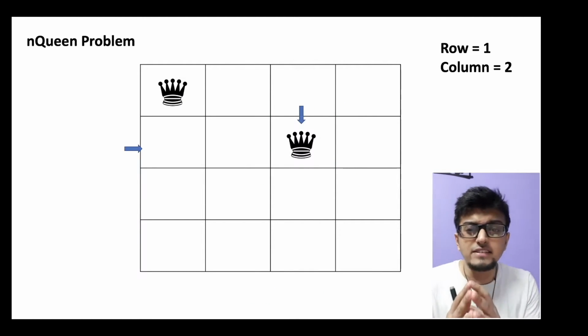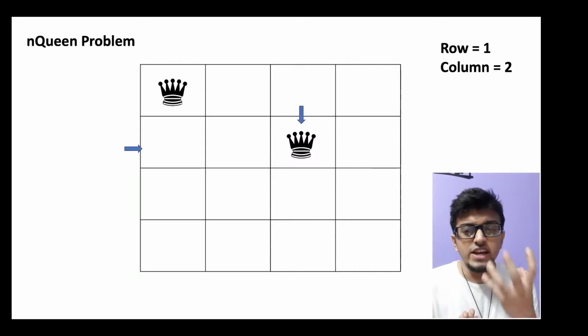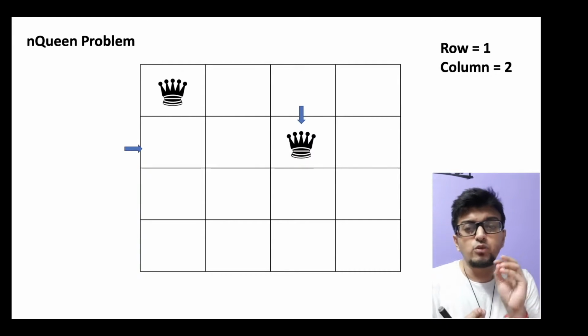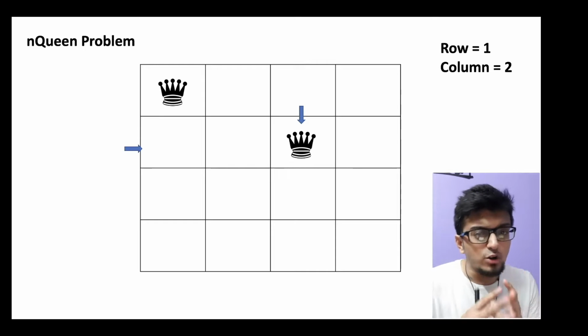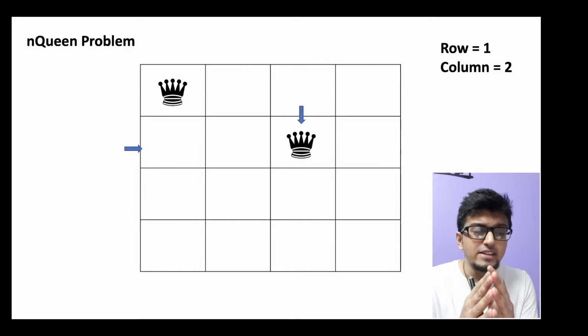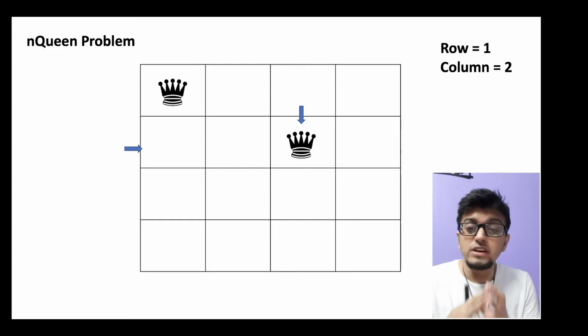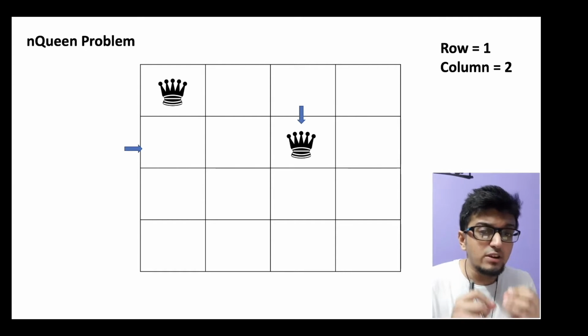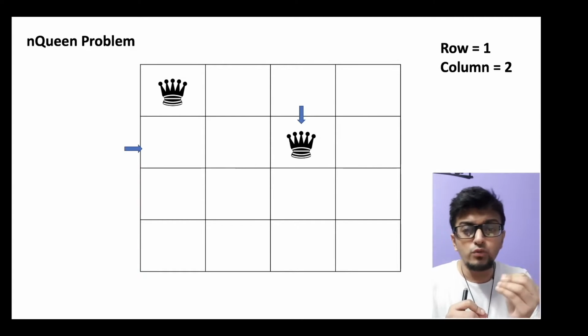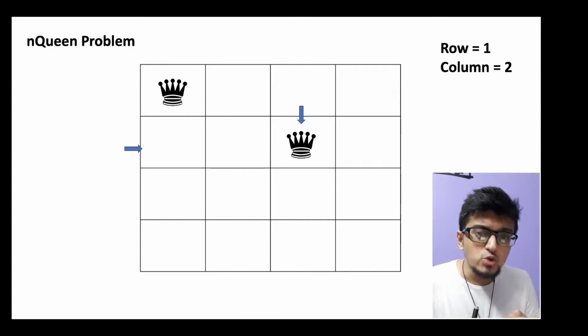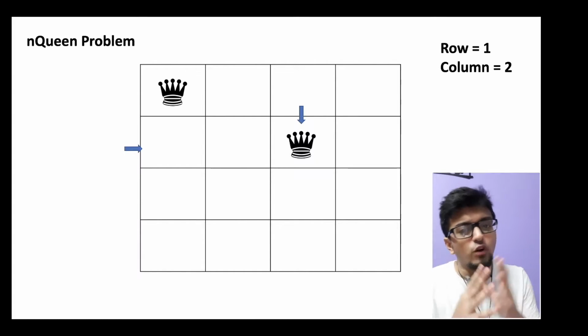So I hope you guys have got the idea of how we are checking each and every cell to see whether it is safe for the queen or not. If it is safe, we place the queen there, otherwise we move one column at a time. And if we are successful in placing a particular queen in a particular row, we move to the next row to find the next secure position for the queen.